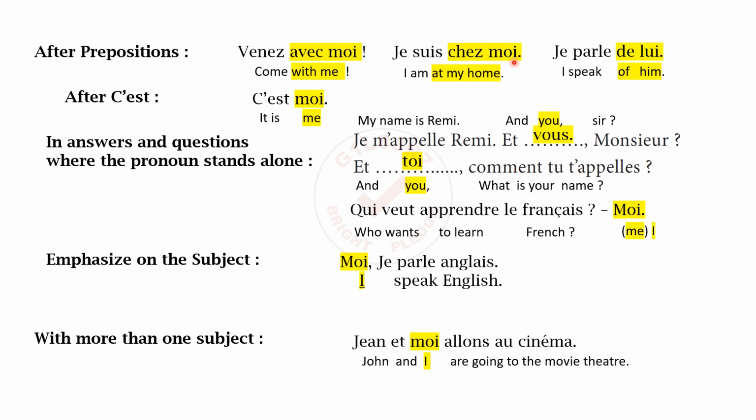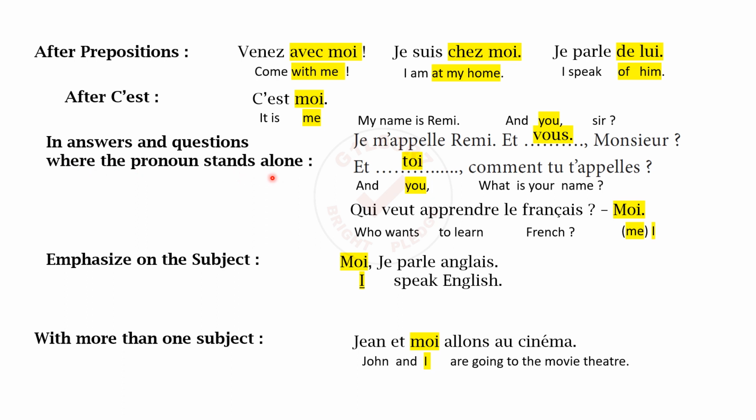And in the next one, the preposition is de, meaning of. Je parle de lui, I speak of him. Again, after the preposition de, you can see that I'm making use of the stressed pronoun lui. Next, after c'est, meaning it is, if I want to say it is me, I would say c'est moi. Similarly, if I want to say it's him, I would say c'est lui. In this scenario, again, you make use of the tonic pronoun.